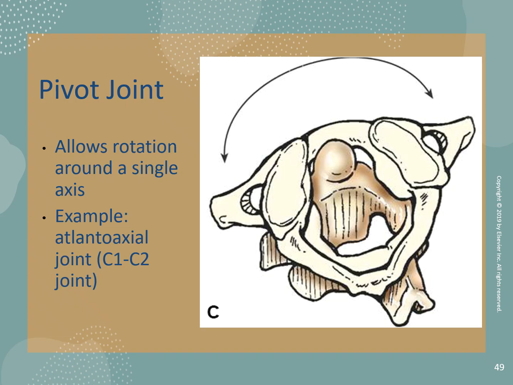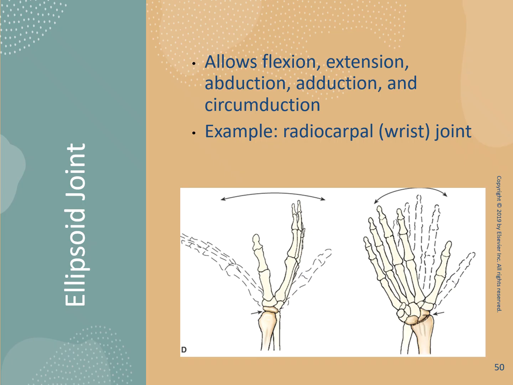But yeah, shaking your head no is exercising the pivot joint, which is the C1, C2 inner space, okay? The atlantoaxial joint. Okay. Ellipsoidal joints allow for flexion, extension, abduction, adduction, and circumduction. You know that an ellipsoidal joint is ellipsoidal because you can trace an ellipse with the motion.